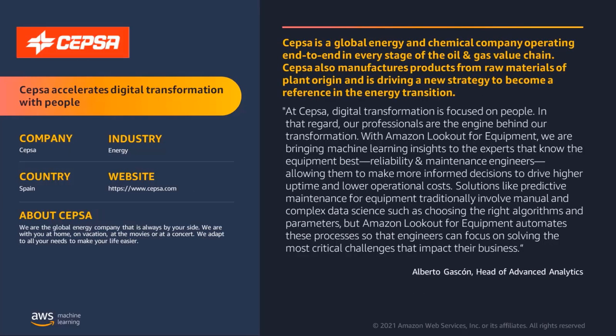One other key customer here is Cepsa Energy. So Cepsa is looking at using Lookout for Equipment, bringing machine learning and insights closer to the subject matter experts. Some of the things we've been working on with Cepsa is making sure that we can bring a lot of the ML output as close and very usable for the reliability and maintenance engineers. This will allow them to make a lot more informed decisions and have a lot more relevant and actionable results from the outputs that they're seeing from different models.